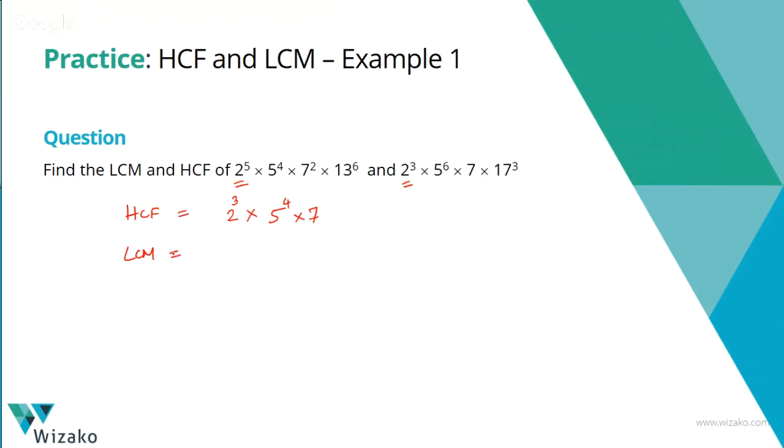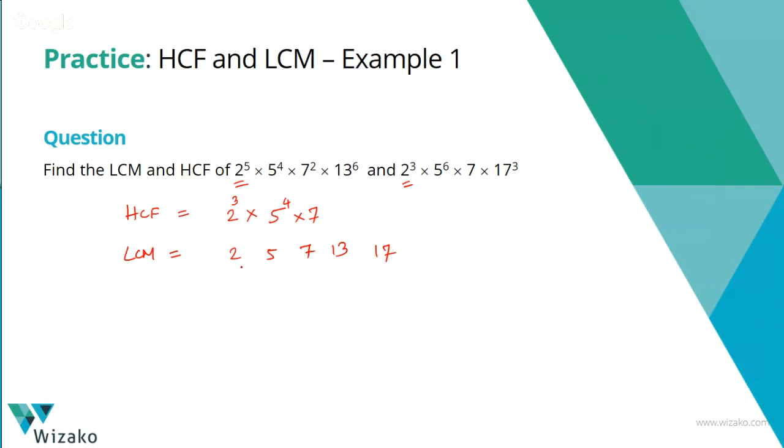The LCM of both these numbers, definition of LCM, pick all primes. So blindly let's list down all the primes. 2, 5, 7, 13 coming from the first number. 2, 5, 7 already listed from the first number. So all that we need to write from the second number is 17. So I've listed down all the primes that are found in both these numbers.